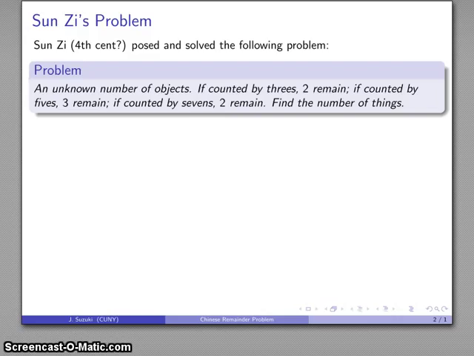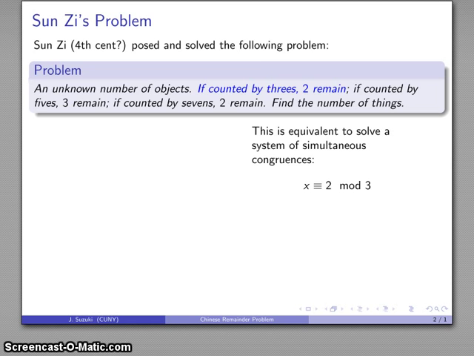So I have some number of objects, and if I count these objects by 3s, I have 2 left over. If I count them by 5s, I have 3 left over, and if I count them by 7, I have 2 things left over. And so the question is, how many objects do I have? And this is actually, in modern terms, equivalent to trying to solve a system of simultaneous congruences.